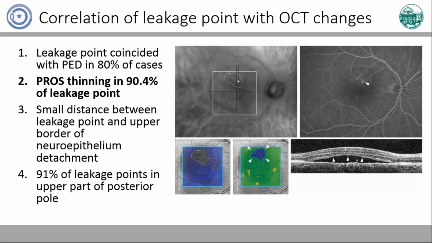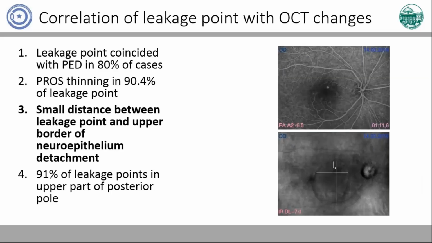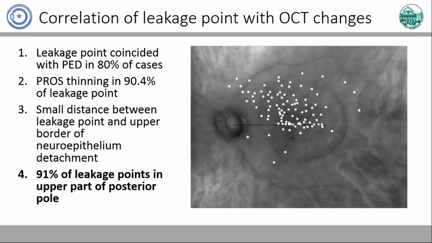And combined, these features allow you to identify a leakage point clearly enough to perform focal laser in many cases, especially if you use additional characteristics like the specific spatial distribution of the leakage point in the upper half of the neurosensory detachment and in the upper half of the macula. You can see the specific distribution, and it can help to plan focal laser because you can exclude findings below the center of the macula as a possible source of the leakage.